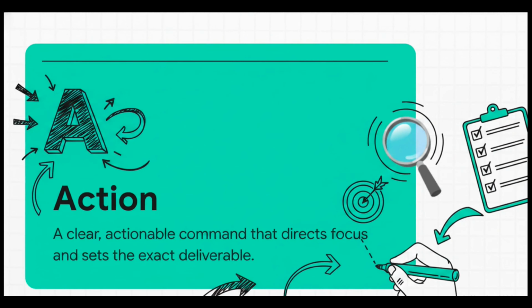First up is A for action. This is where you define exactly what you want the AI to actually do. Don't just give it something lazy like write about money. You need to specify the format, the length, the specific topic. Try something like write a 200-word LinkedIn post about saving your first 1 lakh rupees. A specific action means a much sharper output.